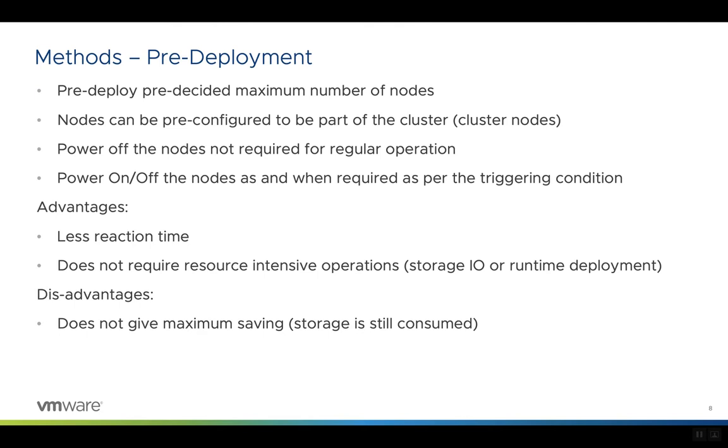You should try to maintain your infrastructure's IOPS to a minimum. All the writes and reads should happen from the application side. It's an ideal condition. It never happens, but that's the target that you should have, right? So that is one of the advantages. The disadvantage is it does not give maximum saving, because though your servers are powered off and you are not consuming CPU and memory, you are still consuming storage.